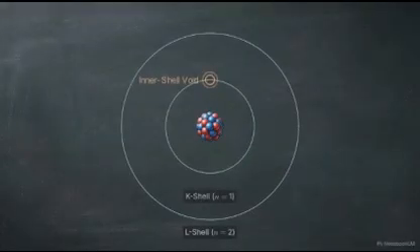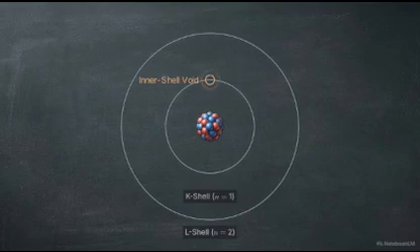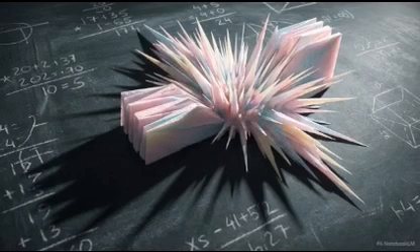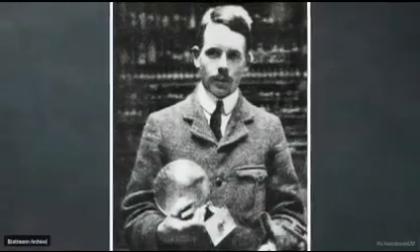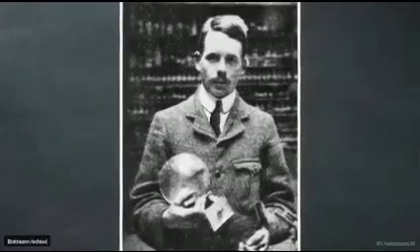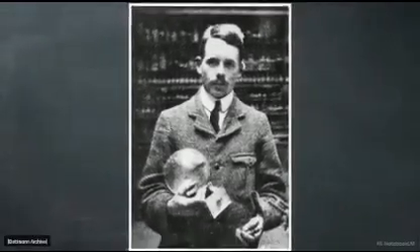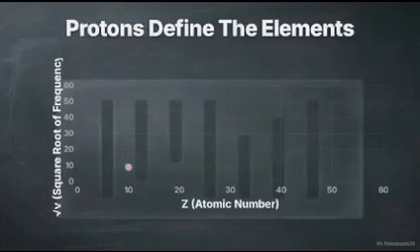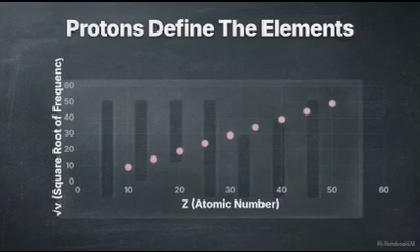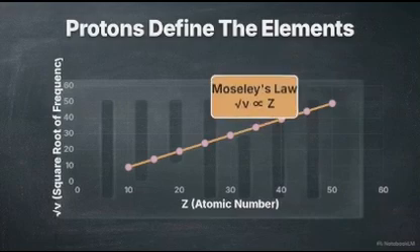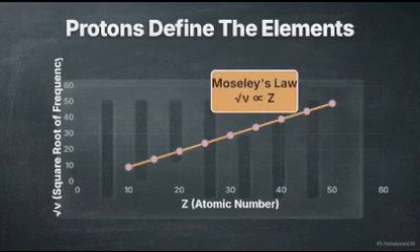When a K shell void is created by a high-energy collision, an electron from the L shell cascades down to fill the gap. This transition releases a high-energy X-ray photon. Henry Moseley realized that these inner shell X-ray spectra provided a direct way to organize the elements. This chart shows the square root of X-ray frequency against the atomic number, Z. Moseley's law proved that the number of protons, not atomic weight, is the fundamental organizing principle of the periodic table.